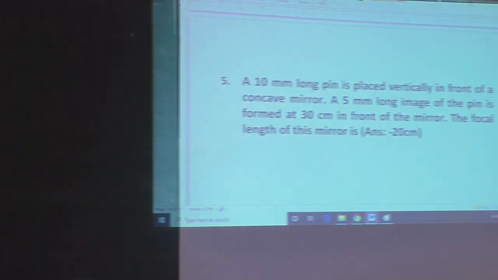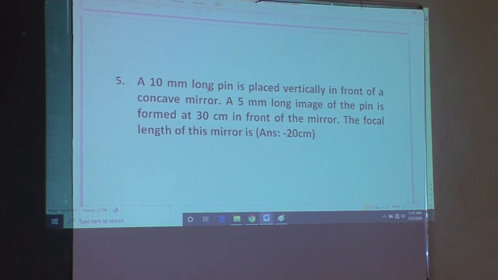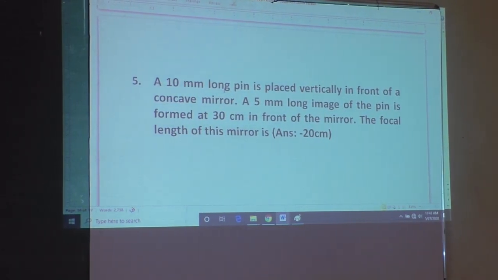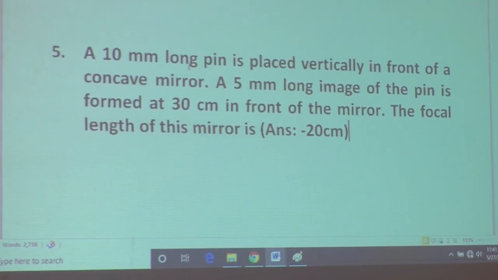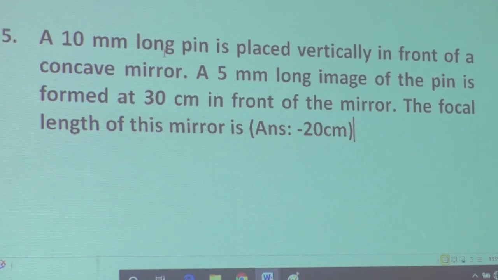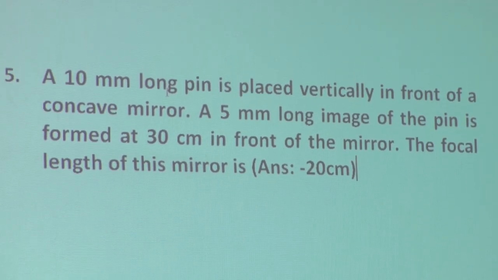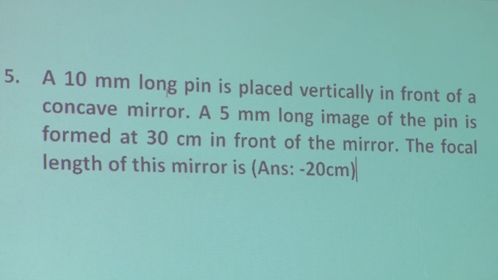A 10 millimeter long pin is placed vertically in front of a concave mirror. A 5 millimeter long image of the pin is formed at 30 centimeter in front of the mirror. The focal length of this mirror is? We will spend some time on this problem now because we know some theory.